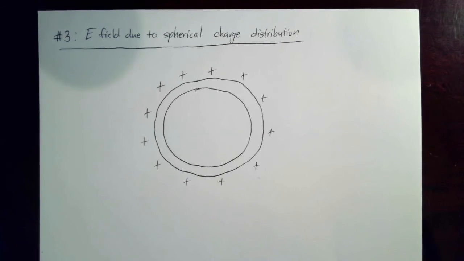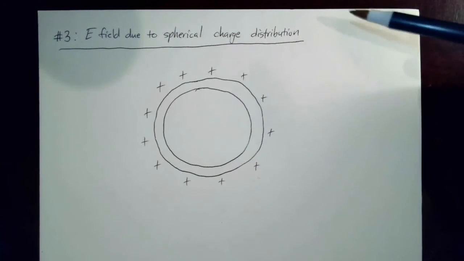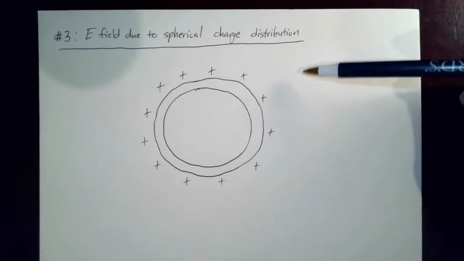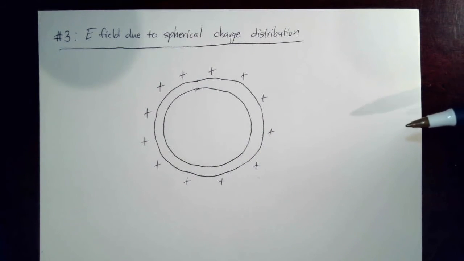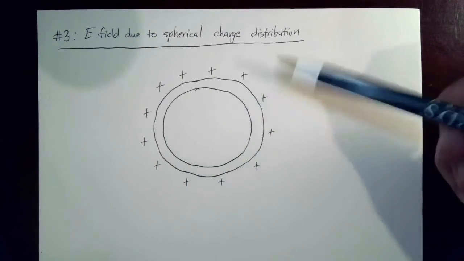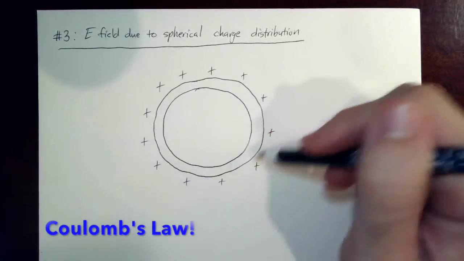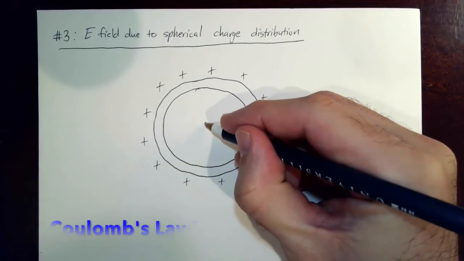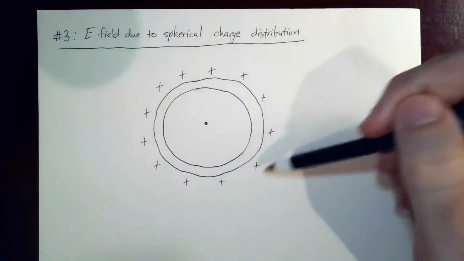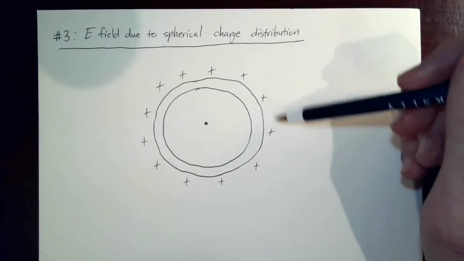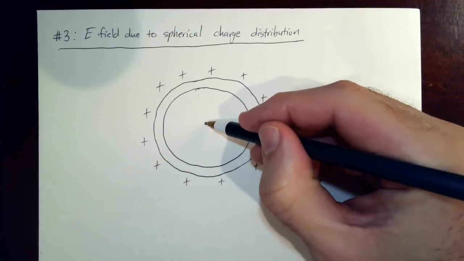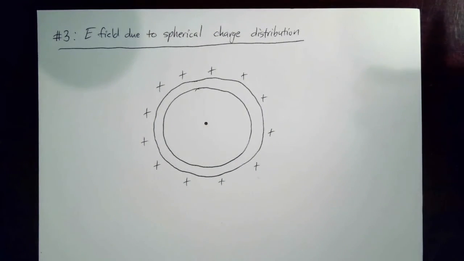Okay, and the third application of Gauss's law that I'd like to do, and this is the last one I'm going to do in this video, is finding the E field due to a spherical charge distribution. So you may recall earlier in the semester, we used the Biot-Savart law on a situation like this to find that the electric field at the center of this spherical charge distribution, assuming it's a uniformly distributed charge here, is 0.